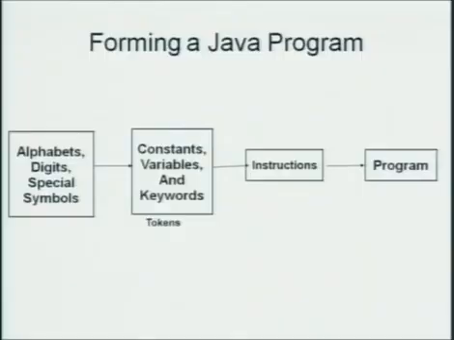Okay, let's see one by one how the Java program is formed. Basically, a Java program is a collection of tokens. All alphabets, digits, and special symbols are used to create the tokens. Constants, variables, and keywords are created with the help of alphabets, digits, and special symbols. Then your tokens form the instructions, and multiple instructions written in a sequential fashion form a Java program.